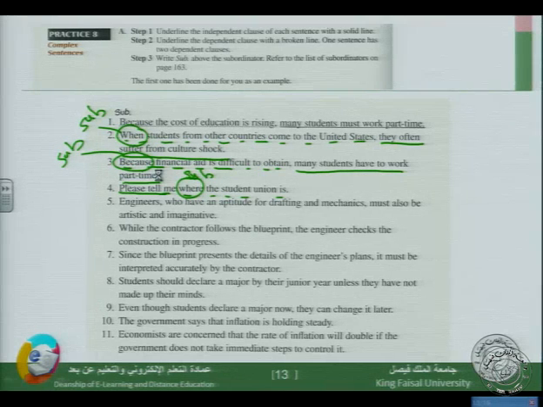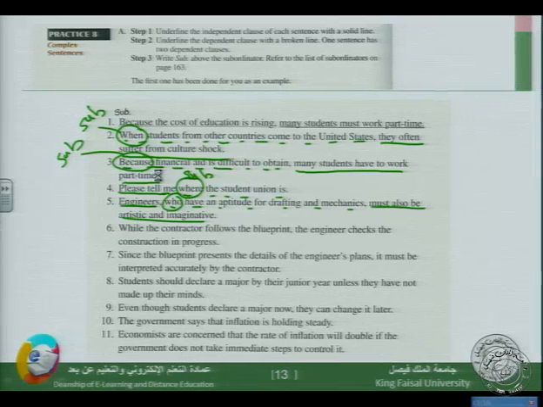Number 5: Engineers who have an aptitude for drafting and mechanics must also be artistic. So engineers must also be artistic and imaginative. This is the independent clause. But the other part, what did we say about it? Dependent noun clause. Dependent noun clause. Number 6: While the contractor follows the blueprint, the engineer checks the construction in progress. While the contractor, notice, starts with while. This is a dependent clause. The engineer checks the construction in progress. This we call independent clause. This we call sub.